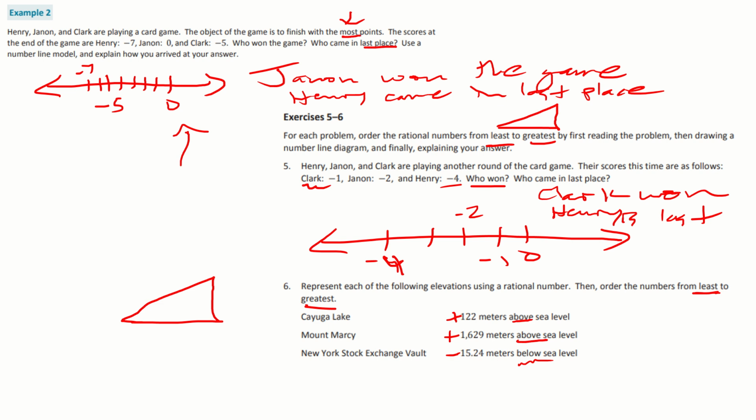Then we're going to go from least to greatest. So when we order these, this is going to be first because that's least. So that'd be 1. Cayuga Lake is next because it's only in the hundreds positive. So that'd be a 2. And Mount Marcy is the tallest. That'd be a 3. So that'd be my order from least to greatest. 1, 2, 3.